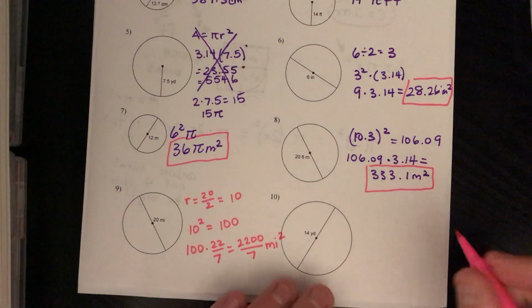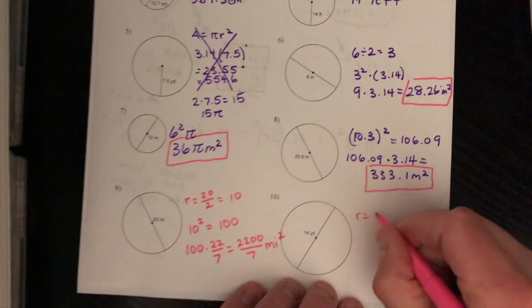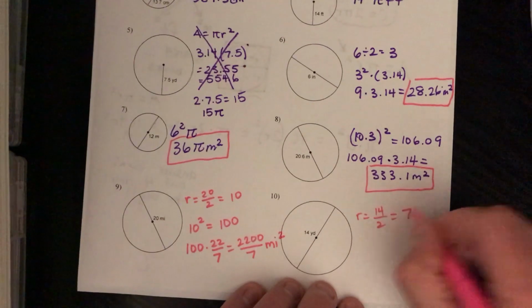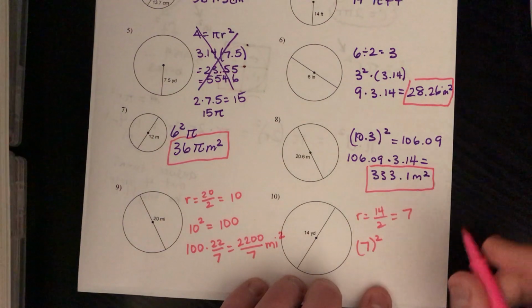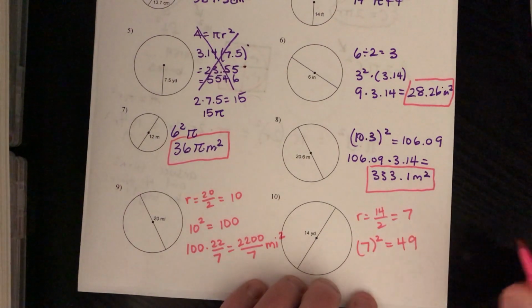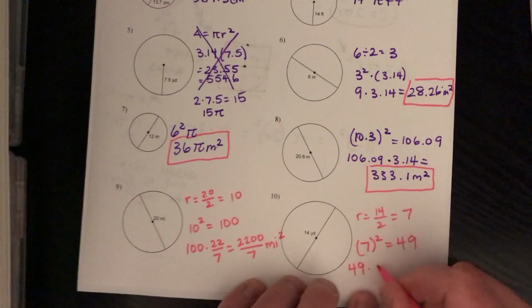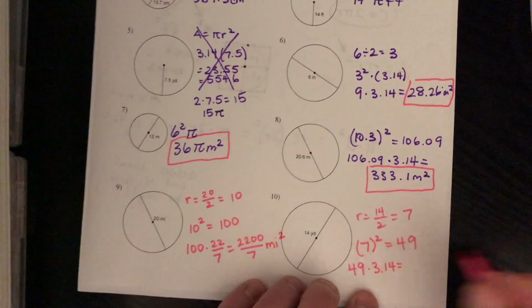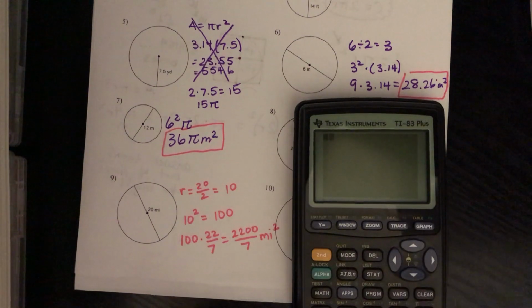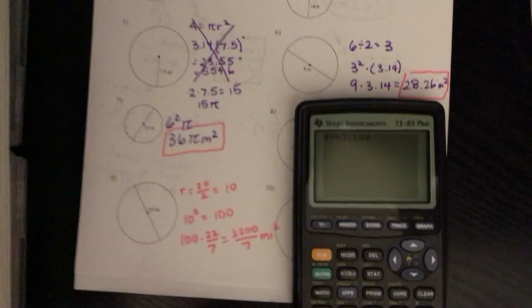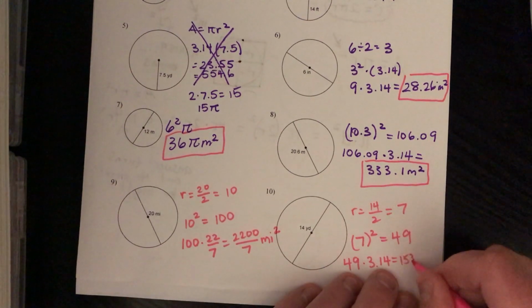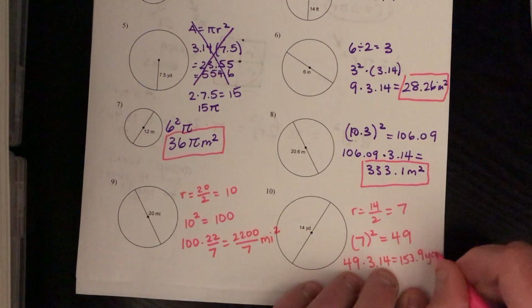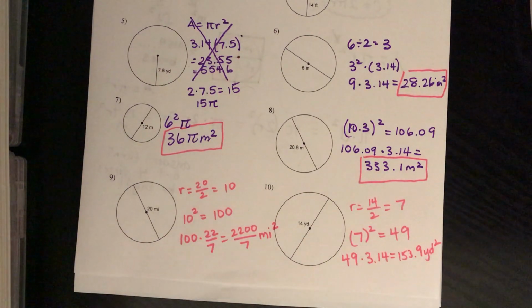All right, and then this one, the diameter is 14, so the radius equals 14 over 2, which equals 7. And so we need to do 7 squared. We always do our squaring first. And I can do that one in my head, that's 49. And so this time I'll use a decimal. I'll do 49 times 3.14. And I need a calculator to help me out with that one. Let's see here, 49 times 3.14. 153.86. We can round it to 153.9 yards squared.